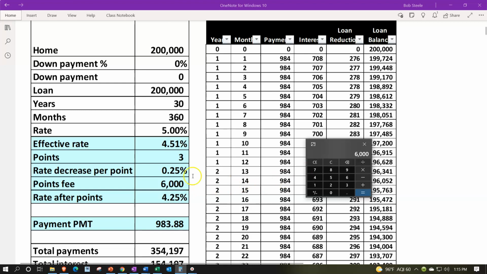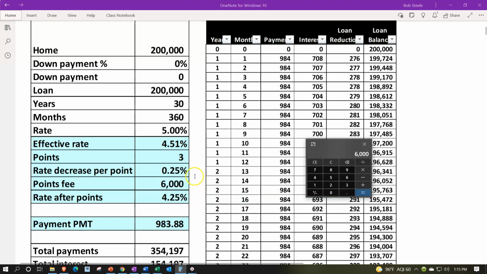That $6,000 is not included in the loan amount up top, meaning we're still amortizing based on the $200,000. It's a cost over and above, or outside, the loan. It's not being rolled into the loan. In other words, the question is, is it worthwhile to put the $6,000 up front in order to get the lower payments that would result from that?